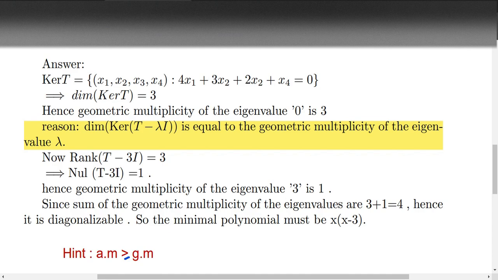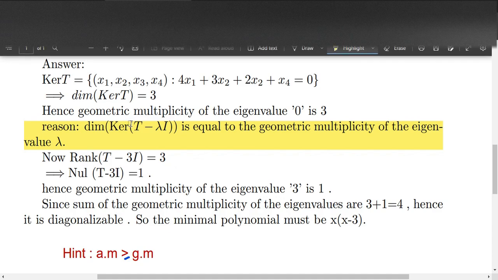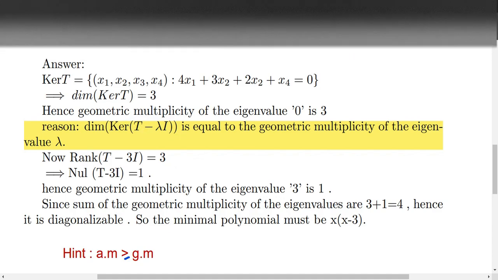Okay, and what this result says, the dimension of kernel of T minus lambda I is the geometric multiplicity of lambda. So you can put 0 in place of lambda and say the dimension of ker T gives the geometric multiplicity of the eigenvalue 0. Okay, so dimension of ker T is 3, that means geometric multiplicity of 0 is what? 3.